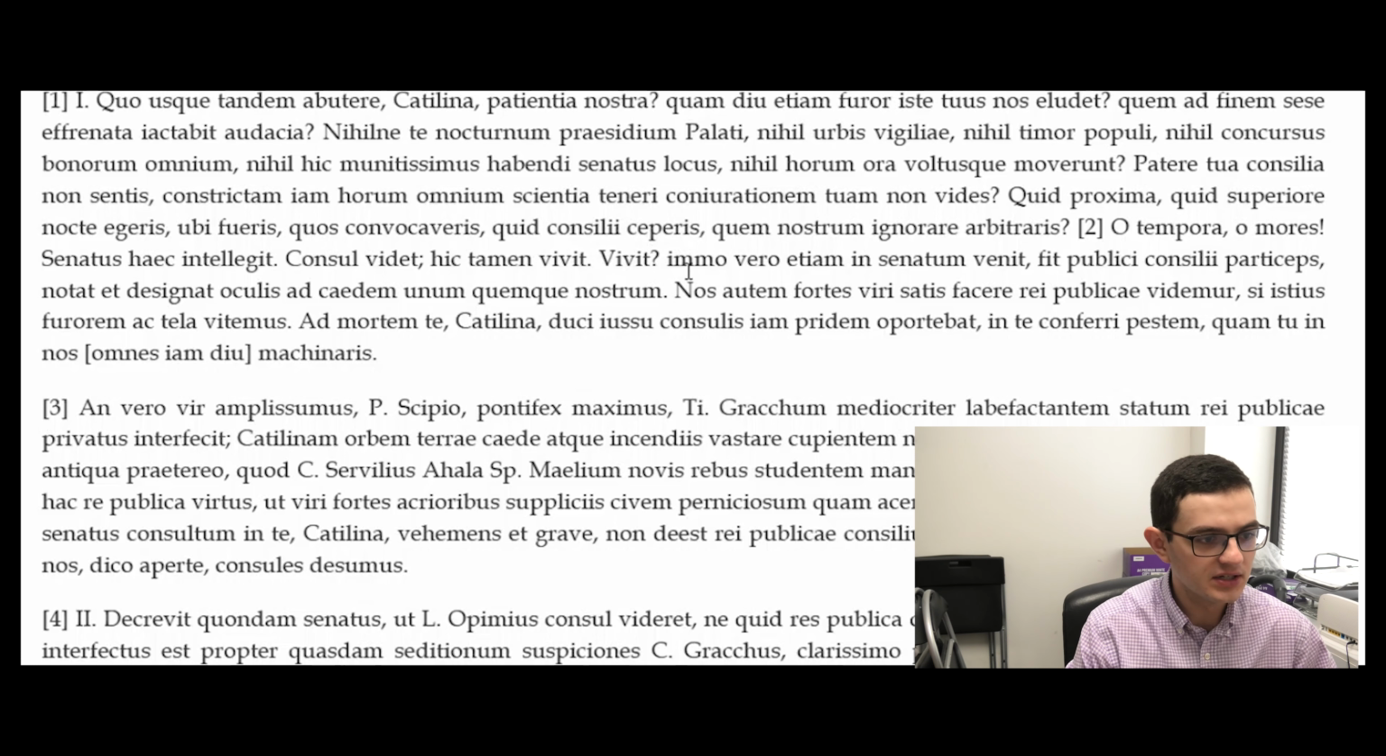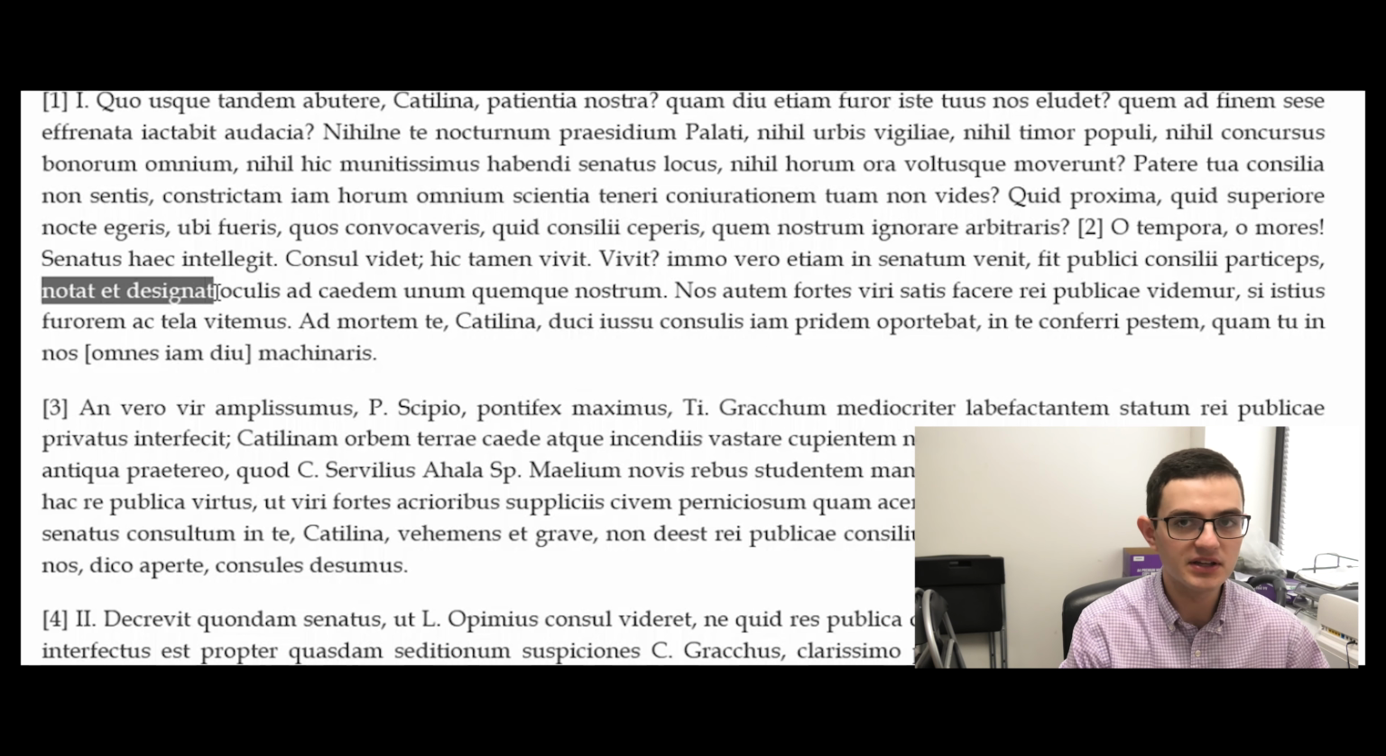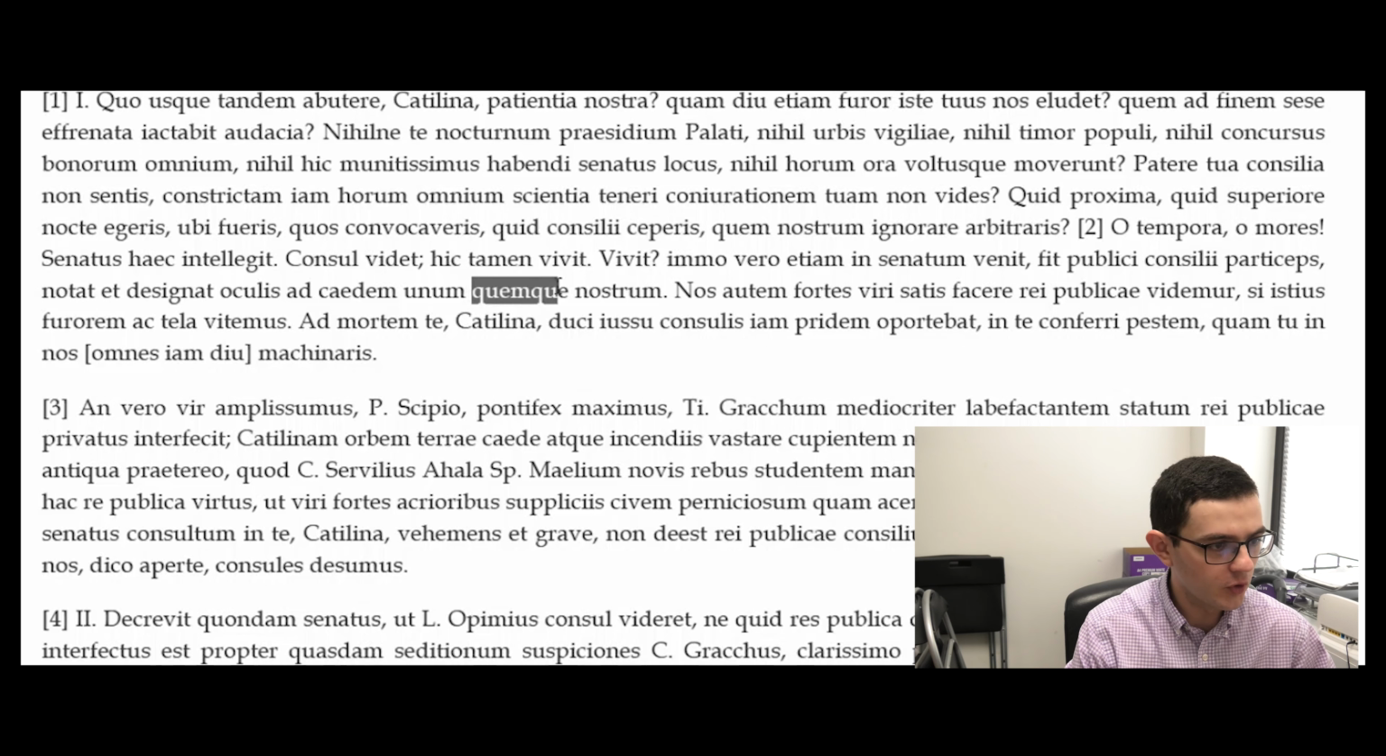Vivit, vivit, immo vero. Immo is often used to correct a point just made. And then all of these verbs apply to Catiline. Venit, fit, notat et designat, and this last one, notat et designat, is something Cicero likes to do. He often likes to use synonyms for emphasis. The quemque here is from quisque, and then the nostrum is partitive genitive.